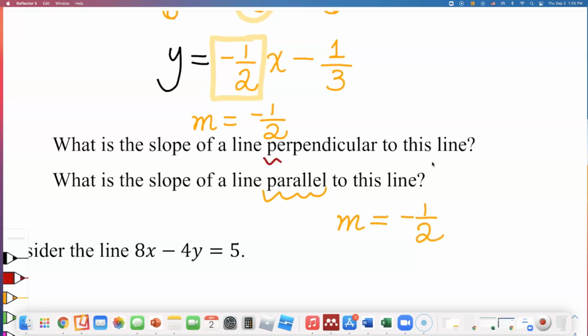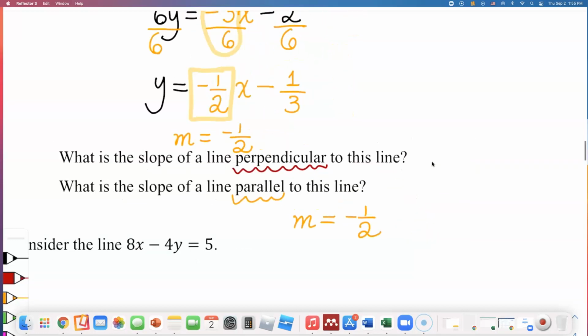To be perpendicular, it needs to have opposite signs. So the perpendicular slope will be not negative, but positive. And you have to flip this fraction 1 over 2. So you're going to get 2 over 1. And of course, we can simplify this. The perpendicular slope is equal to simply positive 2.